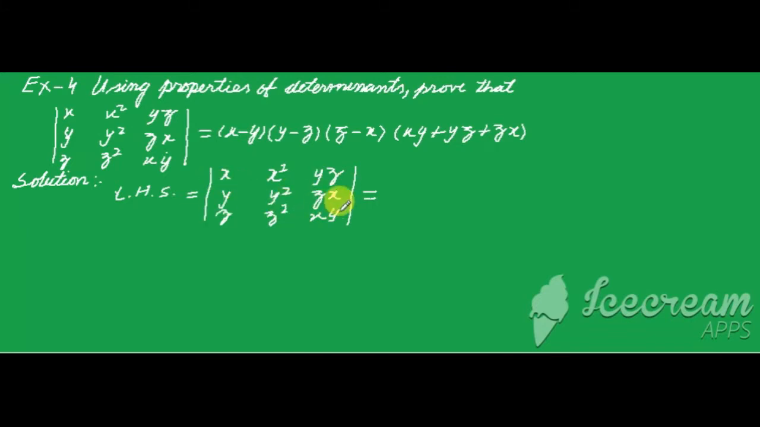Now we have to multiply R1 by x, R2 by y, and R3 by z. So first we have to write outside x, y, z, because we may multiply and divide any row by the same number. So the first row becomes x square, x cube, x y z; the second row becomes y square, y cube, x y z; and the third row becomes z square, z cube, x y z.